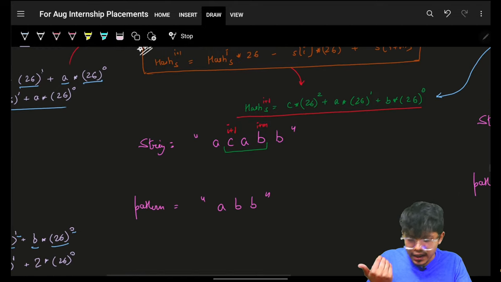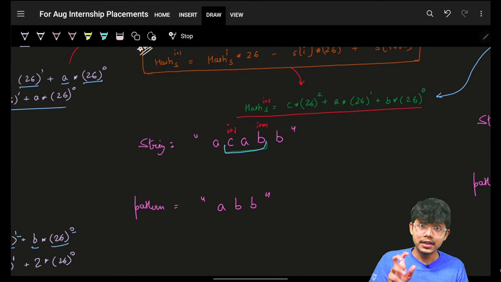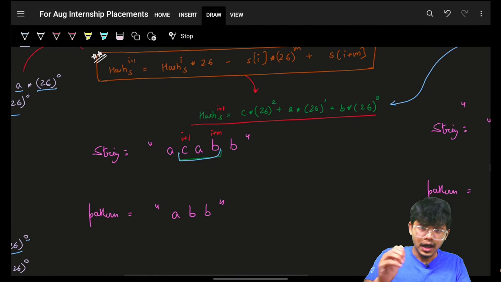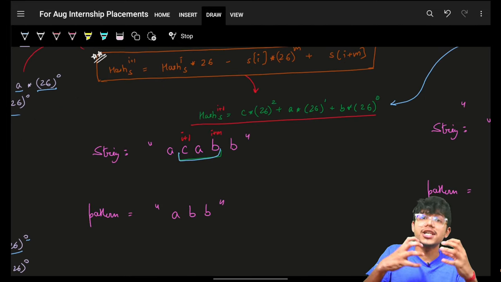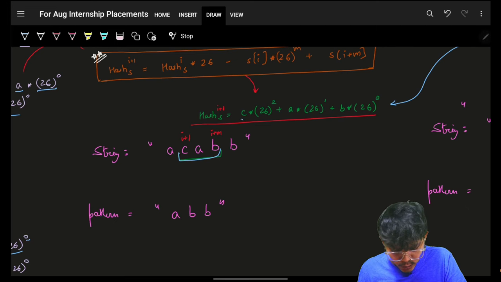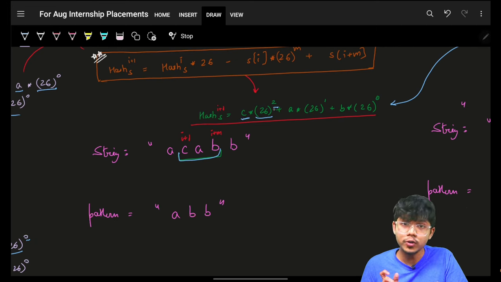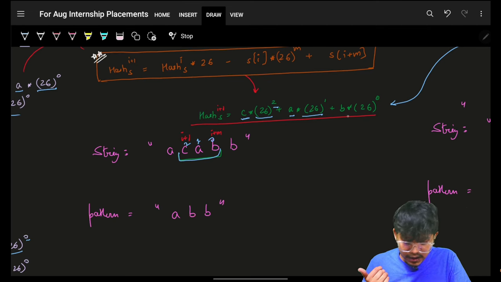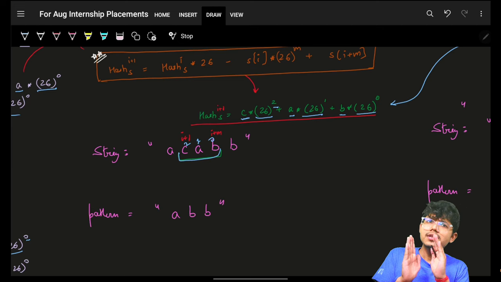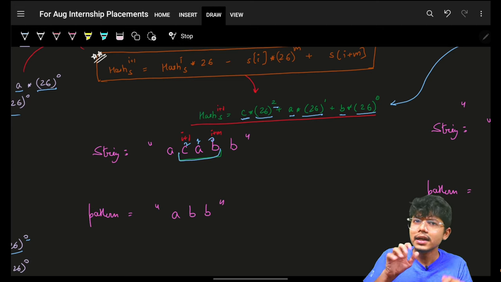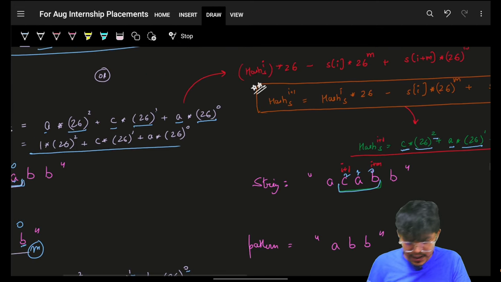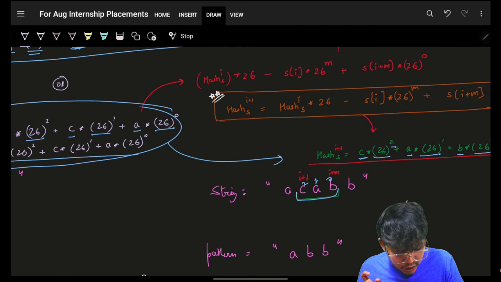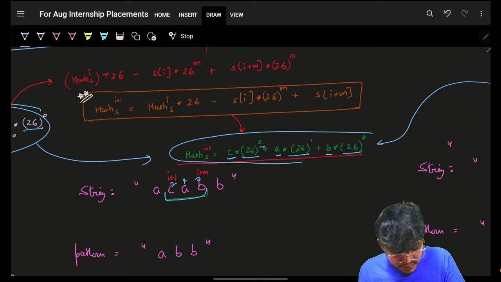Now comes the factor that we have to compute the next hash. Again, we will use a sliding window here itself, which means, first see how the new hash will look. The new hash will look like C into 26 raised to power 2, again considering it is 0, 1, 2, then A into 26 raised to power 1 plus B into 26 raised to power 0. This is how our hashes are looking. But my main task was to use a sliding window, which means I should use the existing hash and then reach my new hash, which is this hash.